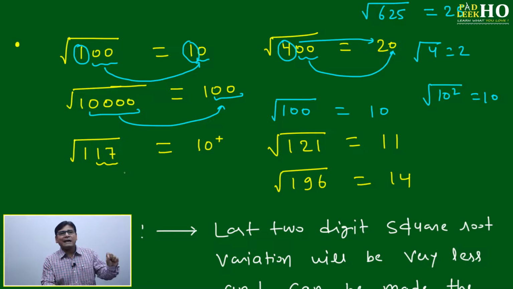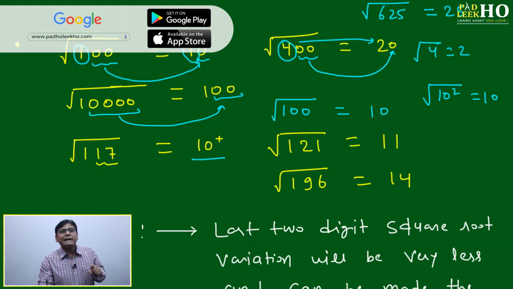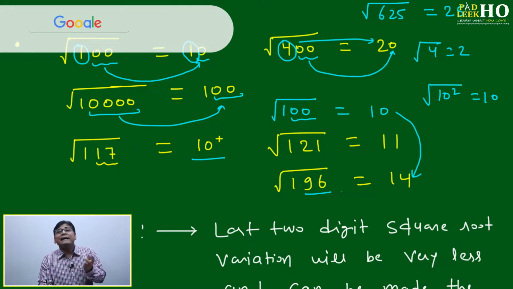Now let's try to formulate this same concept in a different way. In a different way means we will try to convert this basic concept into one of the master strokes. How to convert? If you take the number 117, what will be the value? It will be a little extra than 10, you can say 10 plus. Like 100 will become 10, 121 will become 11, 196 finally will become 14. It means this two-digit part, if it changes from 00 to 96, the next number will become more than 200, and then this 0 is changing to 4. It means the last digit has a little variation.